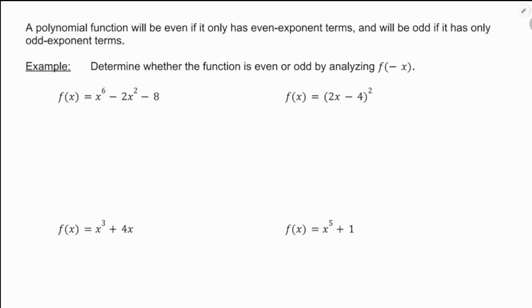All right, we do have this fact down here that says a polynomial function is going to be even if it has only even exponent terms, and then it's going to be odd if it has only odd exponent terms. And I'm going to be showing you what that means in terms of the algebra with some examples right here. So determine whether the function is even or odd by analyzing f of negative x. This is what we would consider algebraically determining these things.